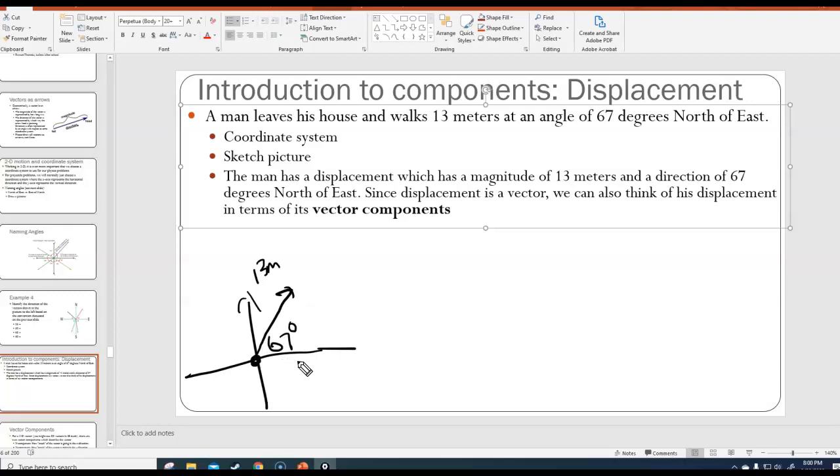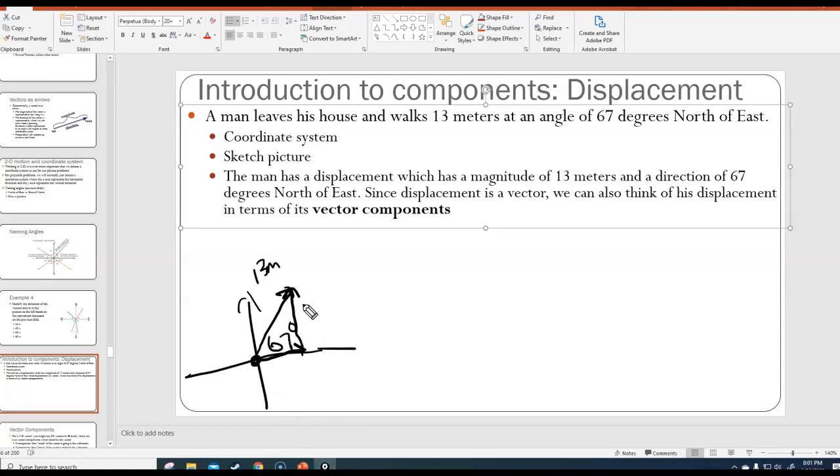Now, with vectors, you can think of what are called vector components, and the word component basically just means piece. So I leave my house and I end up here, 13 meters from my house. Is there another way that I could have ended up at that point? The answer is yes, because I could have walked along the east direction, and then I could have turned and gone up in the north direction.